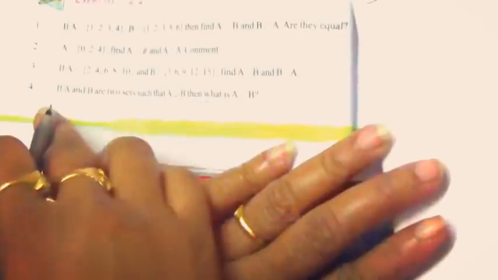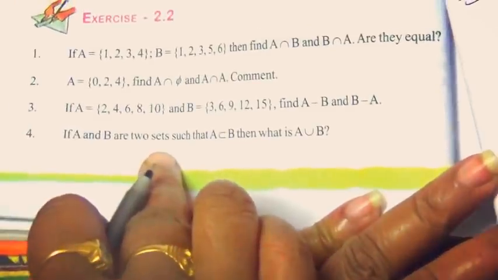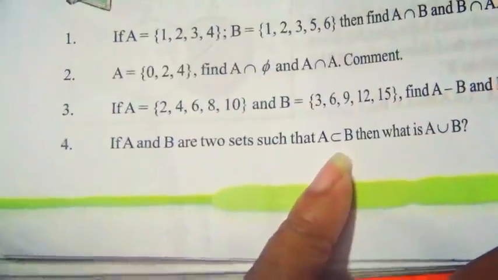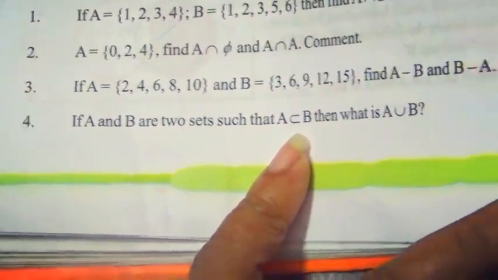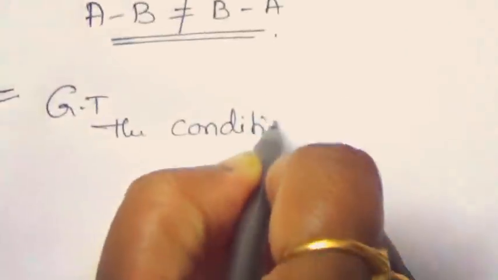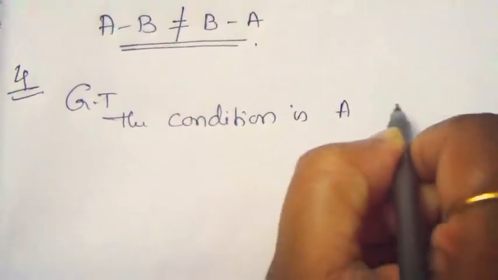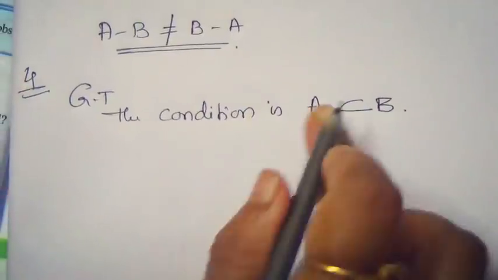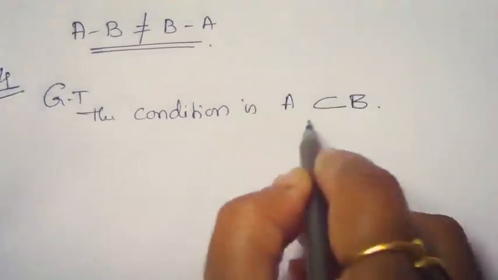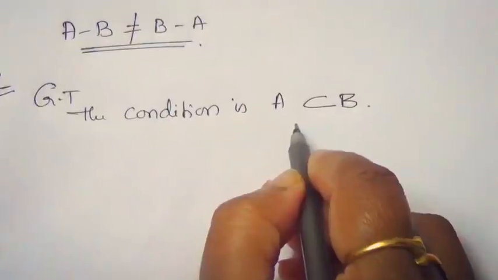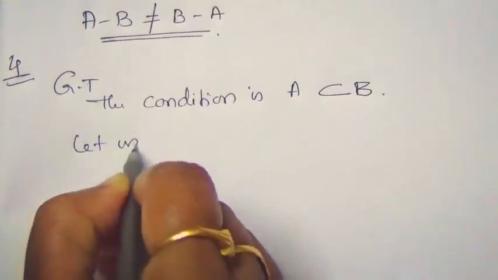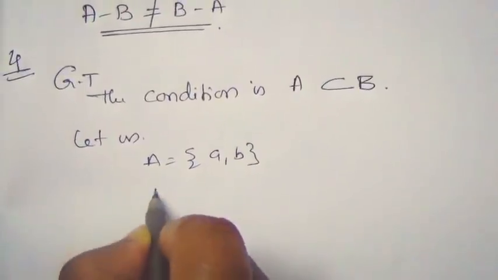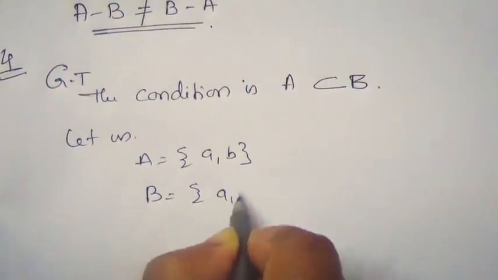Fourth sum now. If A and B are two sets such that A is a subset of B, that is the given condition: A is a subset of B. By satisfying this condition, you have to take the sets. Let A be equal to {a, b}, and B be equal to {a, b, c}.